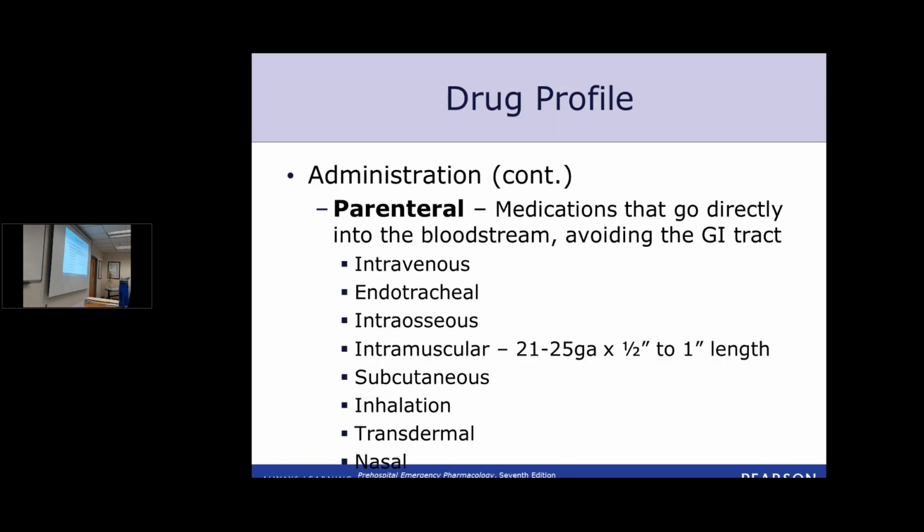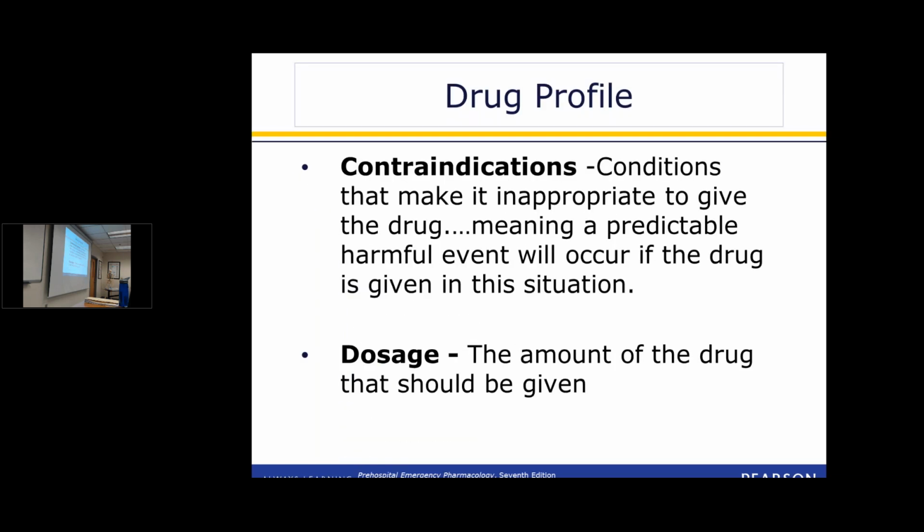All right, so we good with this? Contraindications: conditions that make it inappropriate to give the drug, meaning a predictable harmful event will occur if the drug is given in that situation. Sometimes adverse reactions and contraindications kind of mimic each other. The example we've been giving this afternoon is fentanyl, giving it either too fast or too much. It's predictable that the patient's going to stop breathing along the way. So again, contraindications and adverse effects mirror each other.